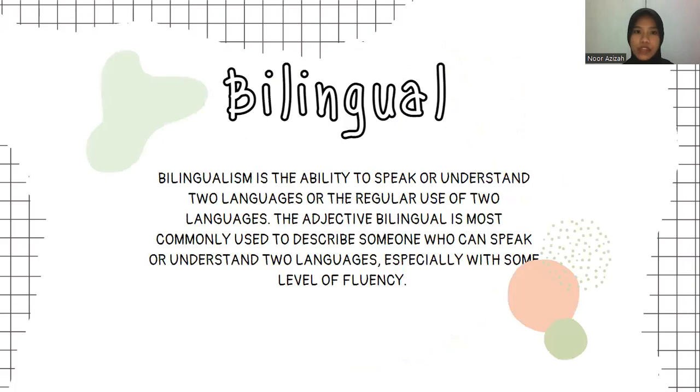Next is about bilingual. Bilingual is the ability to speak or understand two languages or the regular use of two languages. The adjective bilingual is most commonly used to describe someone who can speak or understand two languages, especially with some level of fluency. In other types of bilingualism, it is possible that either language, or both languages, can be used in a particular domain.